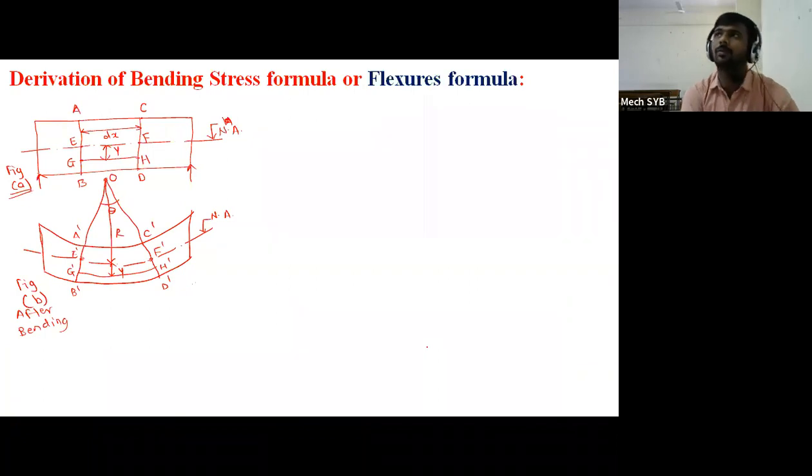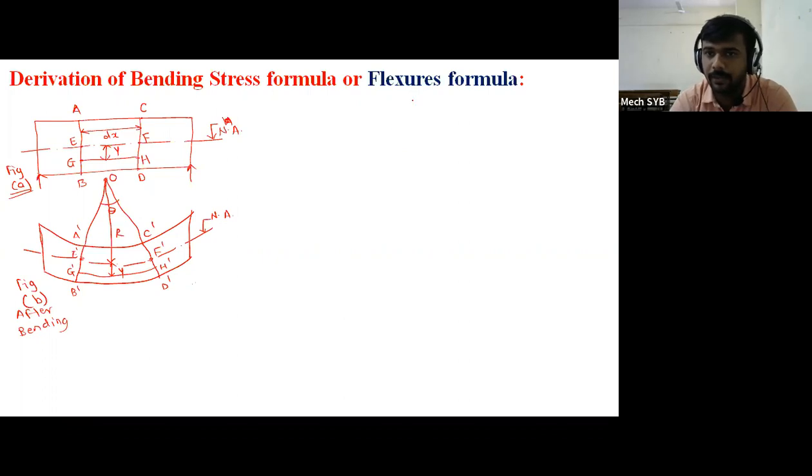Now we'll move to the next point, that is derivation of the bending stress formula. So put the heading: derivation of bending stress formula or Flexure formula. And which formula we have to derive?